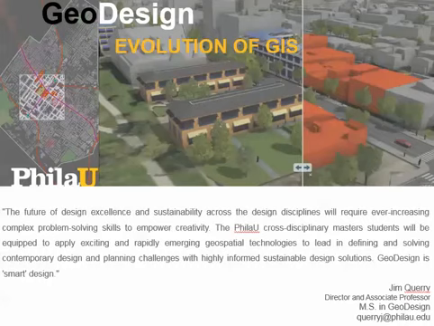As I mentioned earlier, there is an emerging new field of study called geodesign. The director of the program is a very respected professor here at Philadelphia University. He is a professor in the landscape architecture program, Jim Query. And this is his quote, "The future of design excellence and sustainability across the design disciplines will require ever-increasing complex problem-solving skills to empower creativity." So geodesign is basically smart design. It's taking information that we learn from different types of GIS analysis and processes and making smart decisions.